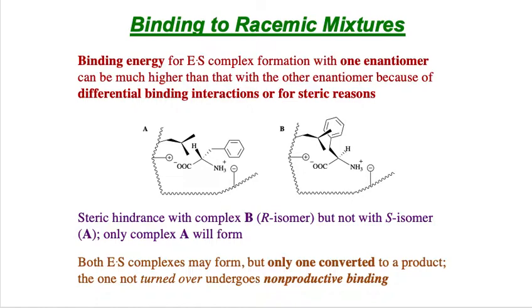So the binding energy can be different with one enantiomer, not the other. Basically what can happen is that both enantiomers can form enzyme substrate complexes, but only one is converted to products. When something's converted to a product, that's called turnover. So when a substrate is converted to the product, the enzyme substrate complex goes to the enzyme product complex. That's known as turnover. And if a substrate, or potential substrate, I should say, binds the enzyme, and there's no reaction, but it does bind, that's called non-productive binding.